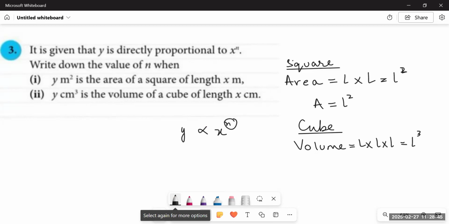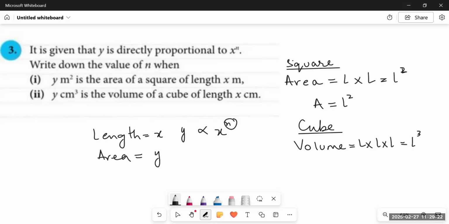If y meter square is given, the unit of a square, and centimeter cube or meter cube or millimeter cube, whatever unit is given along with the power 3, means they are expressing the volume, and the square power expresses the area. So if they are giving us an area of y meter square of a square of length x meters, we can say that the length of a square is given as x and its area is given as y.